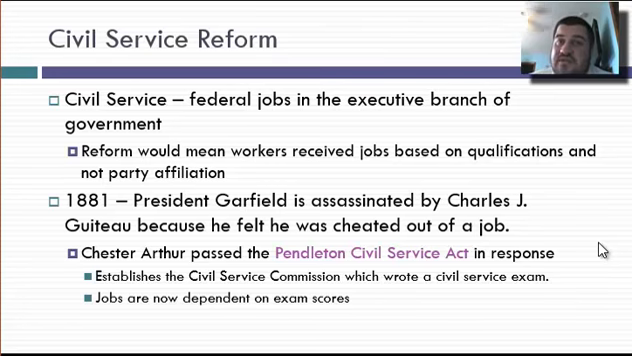Even today, you can go online and find different states' civil service exams. You can find the national one. There are ways to study for it. So it might be an option in your future to take the civil service test.